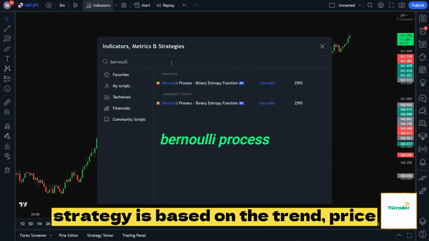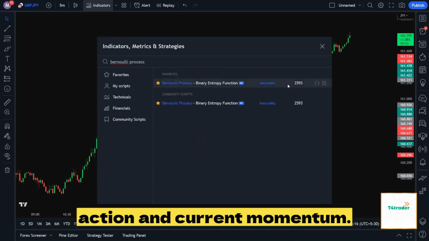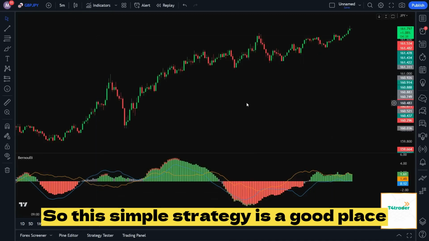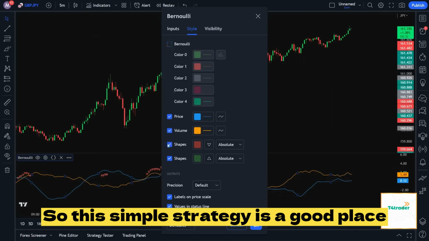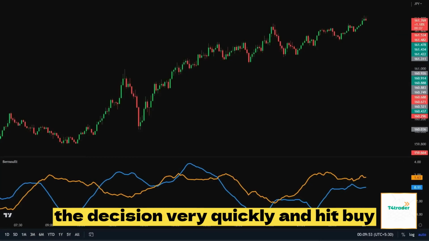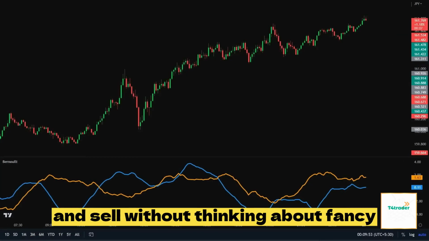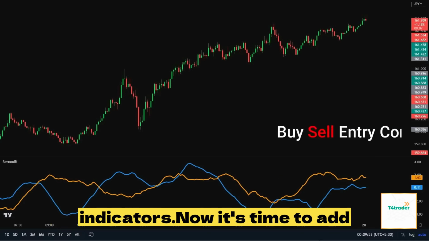This strategy is based on the trend, price action, and current momentum. So, this simple strategy is a good place to start trading because you will take the decision very quickly and hit buy and sell without thinking about fancy indicators.